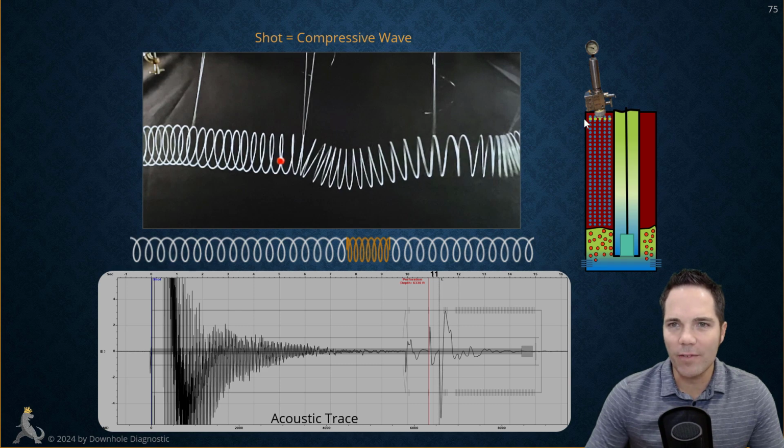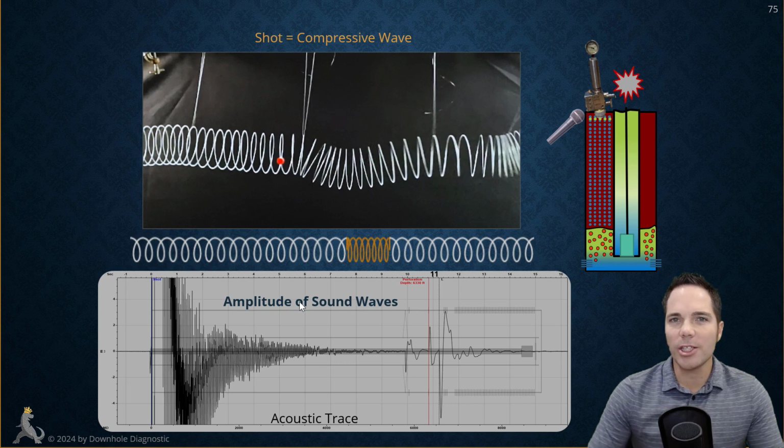And that compressive wave is basically just a localized area of higher density. Okay, so when we take a shot, this is what's happening. These green dots represent the compressive wave. It's going down and reflecting back off, and then it's coming up to surface. And of course we have a microphone right here in the bottom of the gun. All of the reflections coming back to surface are hitting that microphone, and they're being plotted down here in the acoustic trace. And this is nothing more than an amplitude of the sound waves that are being picked up.